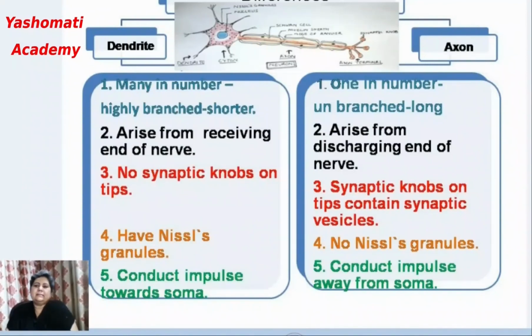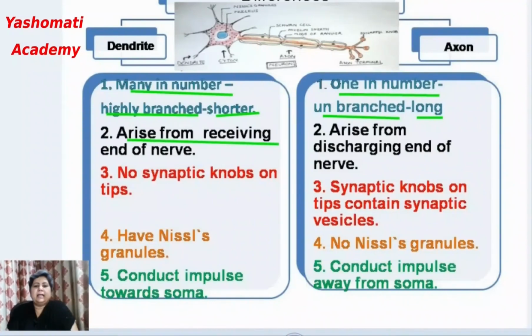As far as dendrites are concerned, they may be many in number. From one cyton there may be 5 to 7 dendrites arising, whereas the axon is one per cyton. Only one axon will arise from one cyton. Dendrites are highly branched. As they arise, they have many tree-like branches on them, and they are shorter in length. Whereas axons are unbranched, they don't have any branch, and they are long. Their length is more.